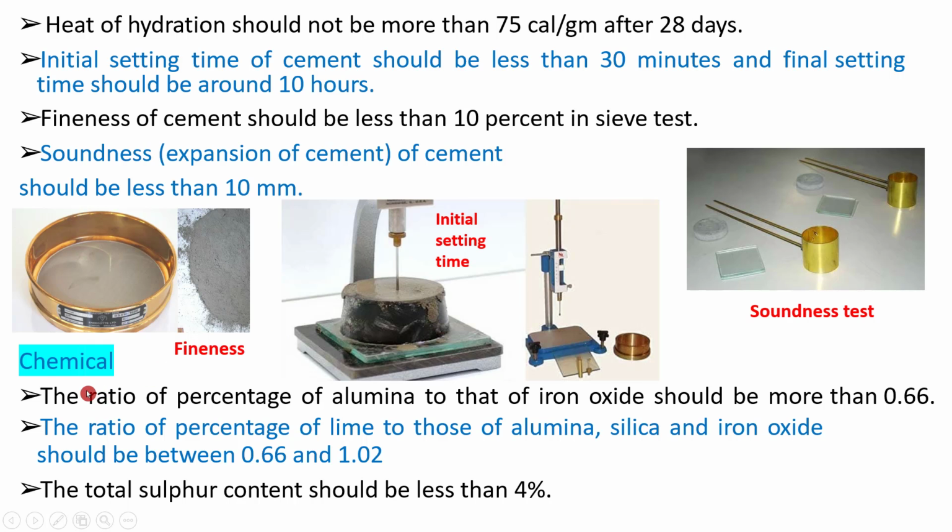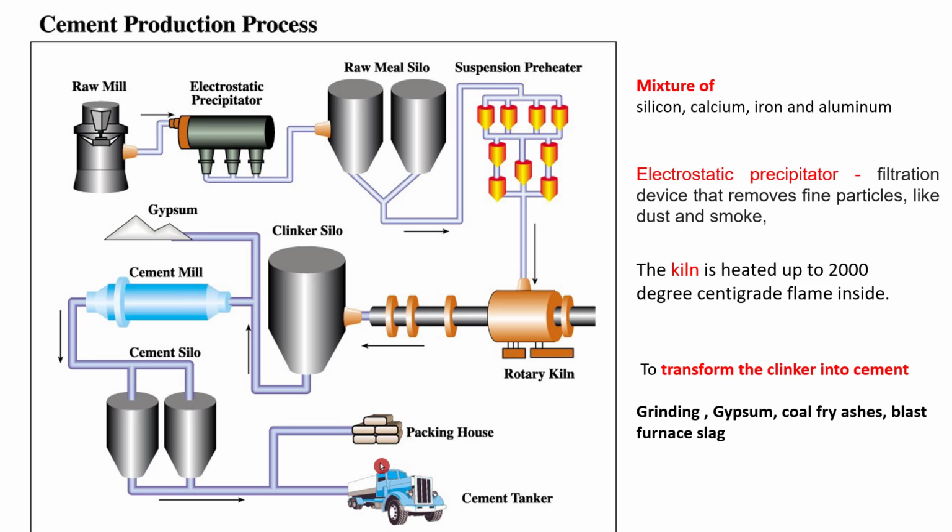And we have some important chemical elements. The ratio of percentage of alumina to that of iron oxide should be more than 0.66. The ratio of percentage of lime to those of alumina, silica and iron oxide should be between 0.66 and 1.02. The total sulfur content should be less than 4 percentage.